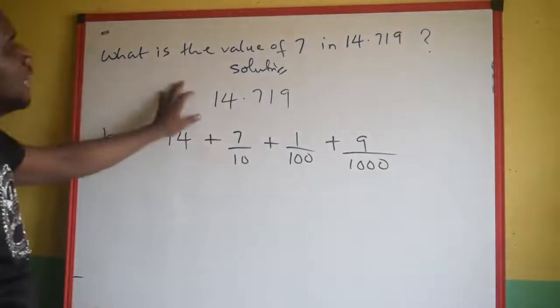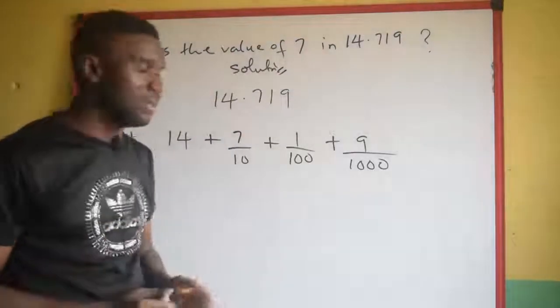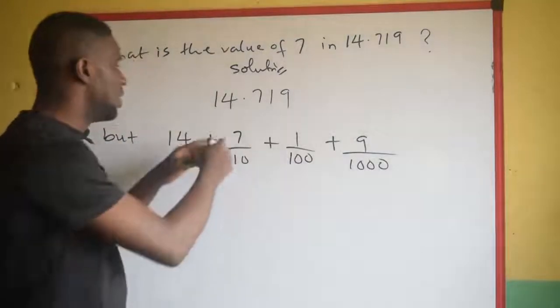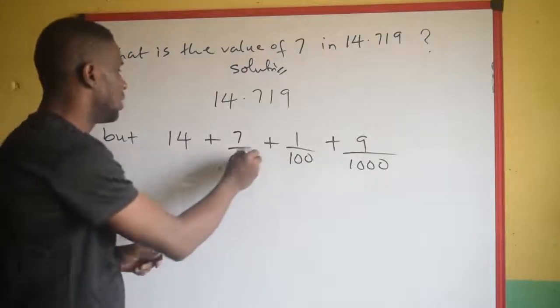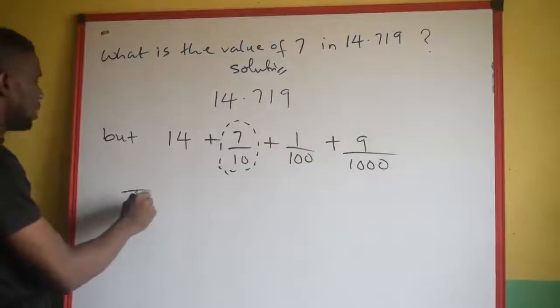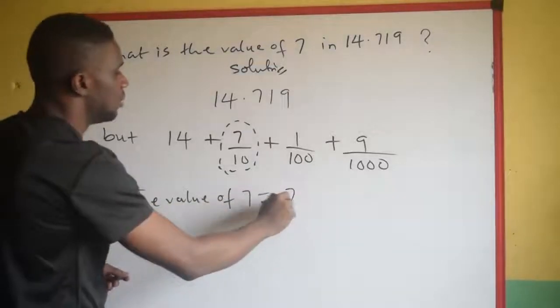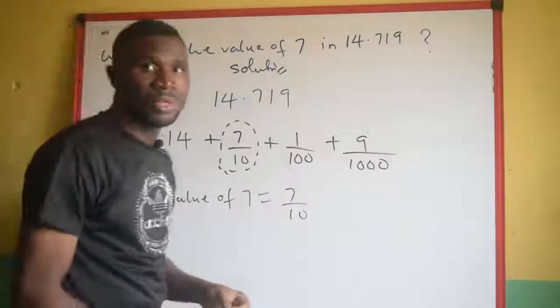Now, when you go back again, the question asks for the value of 7. There is no other place that we can find 7 other than here. So you use a dotted line to help yourself. We say the value of 7 is 7 over what? 7 over 10.